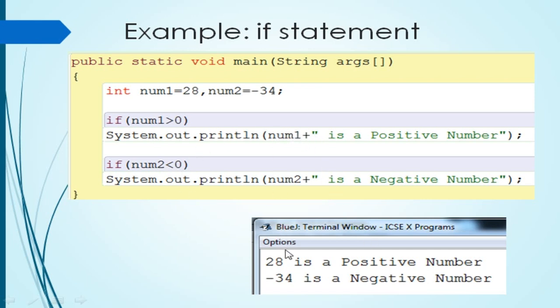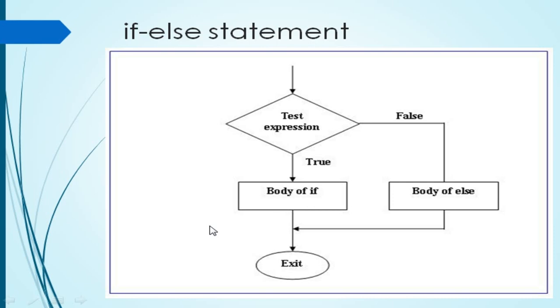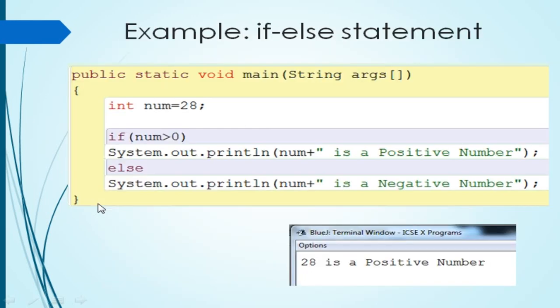Once I execute the program, you can see the output here. This is the output for the first if statement, and this is the output for the second. Next is the if else statement. Here you can see that there is a test expression. If the condition is true, it will execute the body of if, that is the if block. If the condition is false, there is also a set of statements in the else block, which will be executed, after which it will continue to the remaining of the program. So we are going to see an example of that.